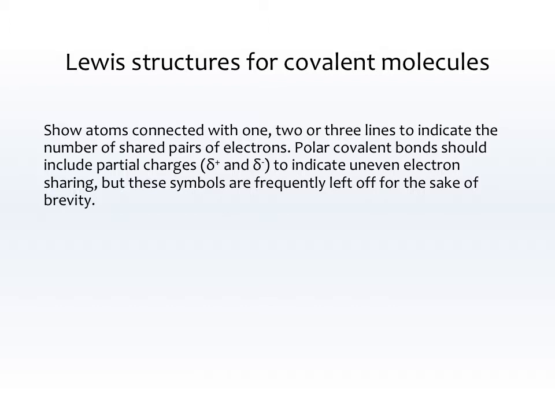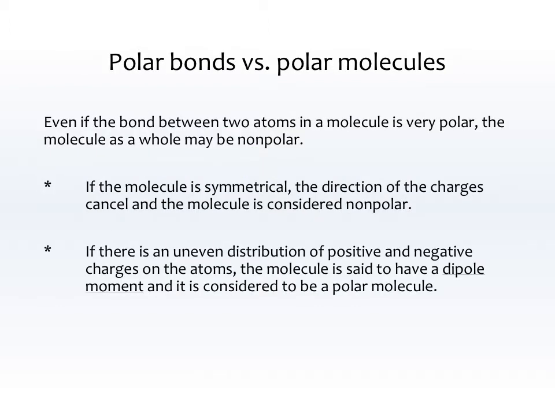We said that these structures show atoms connected with 1, 2, or 3 lines to indicate the number of shared pairs of electrons. Polar covalent bonds should include partial charges, the partial positive, the partial negative, to indicate uneven electron sharing, but these symbols are frequently left off for the sake of brevity. Right now, we're going to include them so that we can see where the charges actually are in a polar molecule.